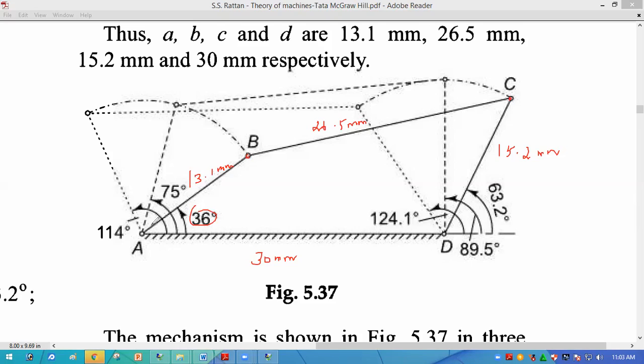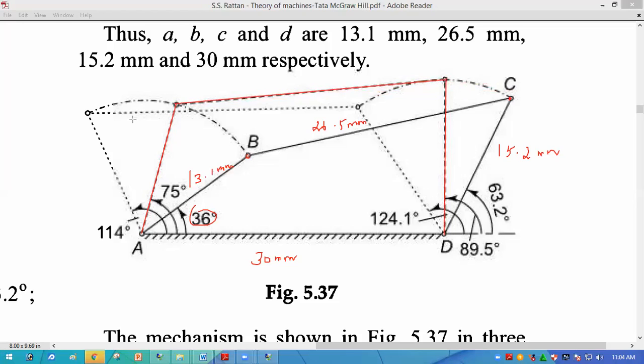This is the first position, and this is the second position. Theta 2 is 75 degrees, so draw a line of angle 75 degrees and length 13.1 mm at point A, and draw another line at angle 89.5 degrees, that is the output link angle, of length 15.2 mm. Now join these two points, and we get the second position of the four-link mechanism.